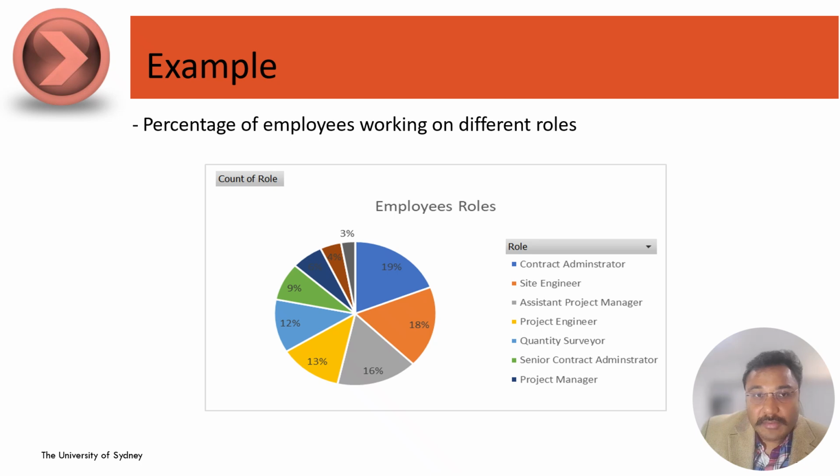Let's look at an example here. This example shows the percentage of employees working in different roles. Each segment of the pie represents a specific role, and its size reflects the portion of employees in that category. This type of chart is very effective for understanding workforce distribution and identifying dominant roles within an organization.